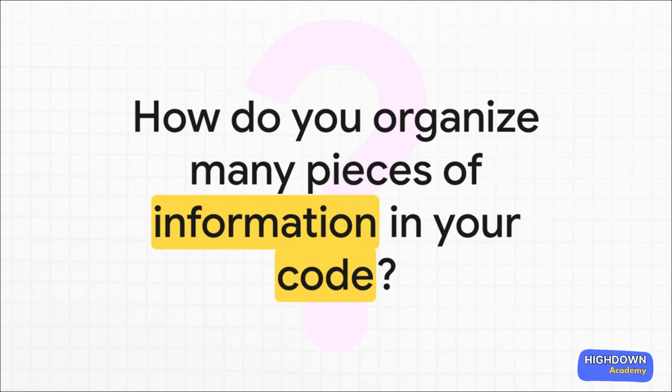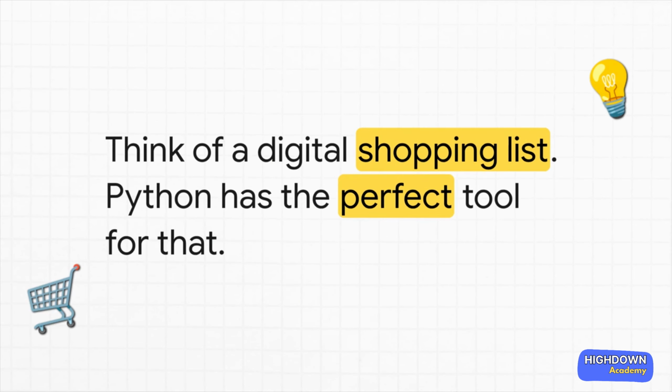So let's think about the problem for a second. Imagine you're writing some code. You don't have just one piece of data, right? You've got dozens, maybe hundreds of things to keep track of. How do you manage all of that without just creating a tangled mess of variables? It's a real challenge. The easiest way to wrap your head around this is to think about something you already use all the time, a shopping list. It's just one list, but it holds all the different items you need to buy. Well, it turns out Python has the perfect digital version of that very idea.